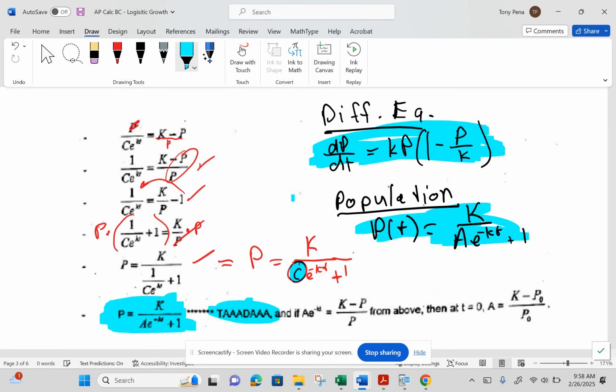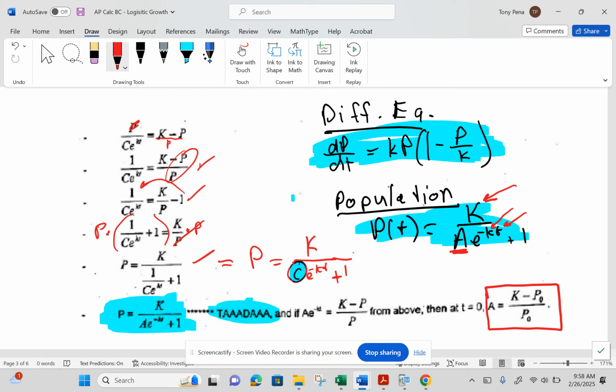Okay? In terms of what your variables are now, this is your carrying capacity. This is your time. The little k is still your rate. And then this A is our unknown constant. But what we did on that front page, what we found that unknown constant to always equal on the previous page at the bottom was this.